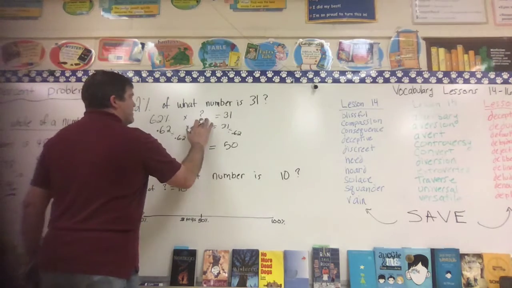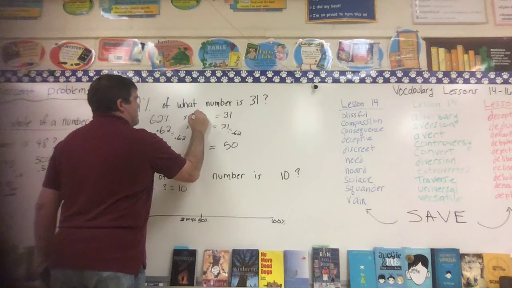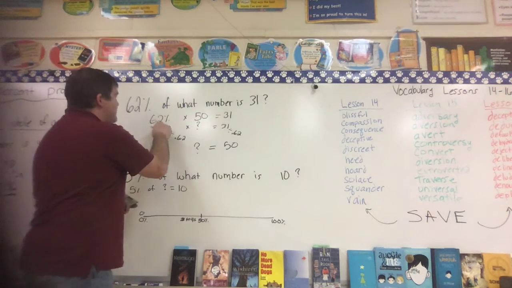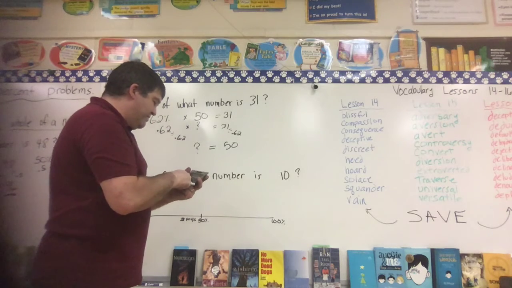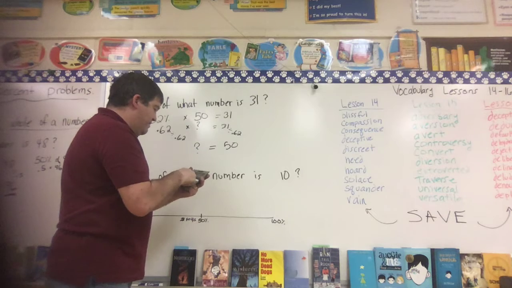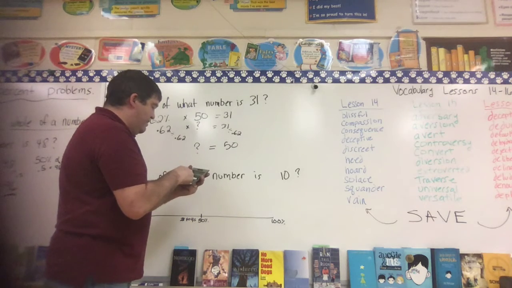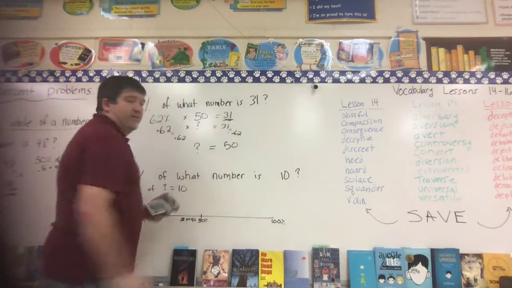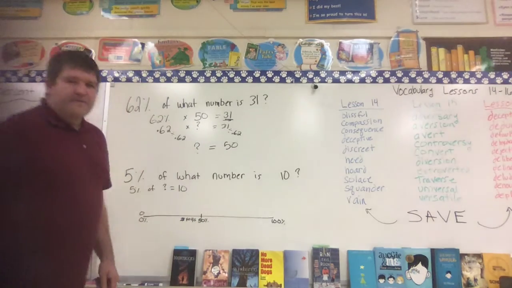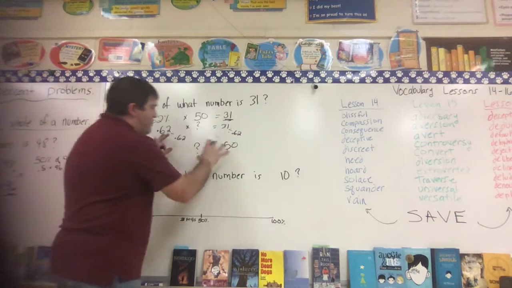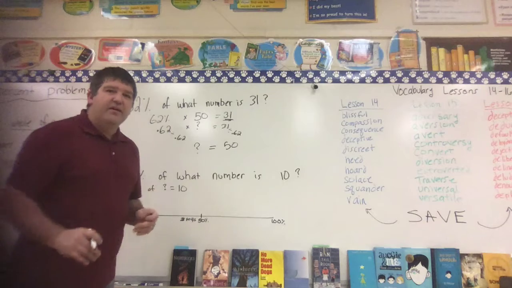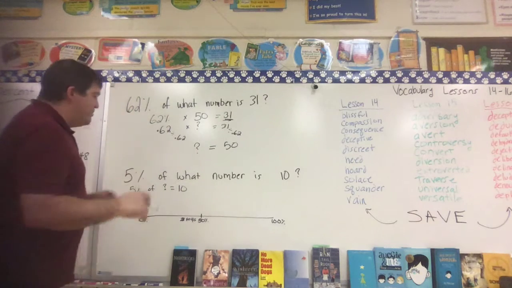Let's put it in here. Let's see if it works. Is my number 50? So 62%, which is 0.62, times 50 equals 31. Okay? Now you might not fully understand why you do this. When we get into algebra, you'll understand more why we do it. I just want you on this one to know the system.